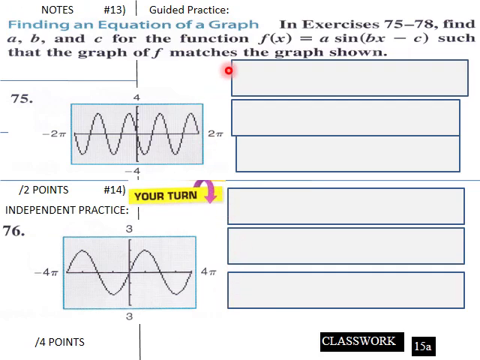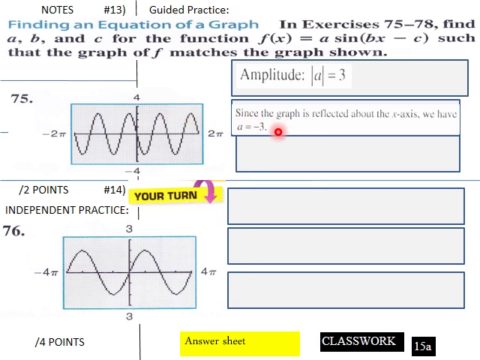So let's try one now up here. So we have these graphs here, and we're going to find a, b, and c for the function f of x equals a sine quantity bx minus c, such that the graph of f matches the graph shown. So we have a situation here where amplitude is 3, so we have an amplitude up here of 3. So it's positive 3, negative 3. Since the graph is reflected about the x-axis, we have a equals negative 3.